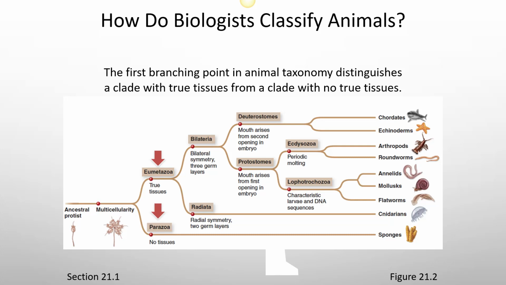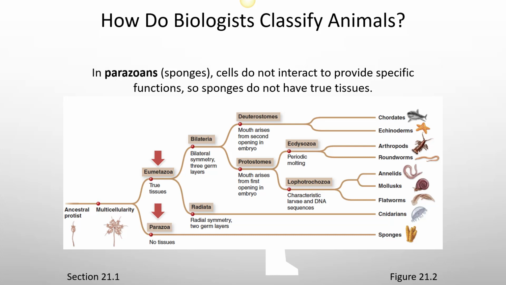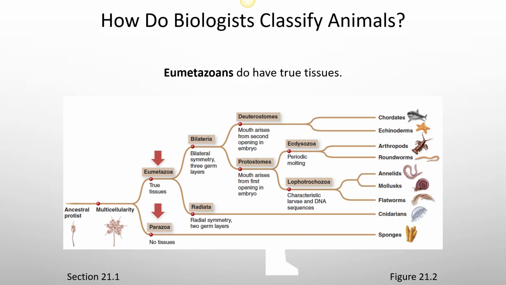As life was evolving, the first branching point in animal taxonomy distinguishes a clade with true tissues from a clade with no true tissues. Parazoans, sponges, cells do not interact to provide specific functions, so sponges have no true tissues. Eumetazoans do have true tissues.